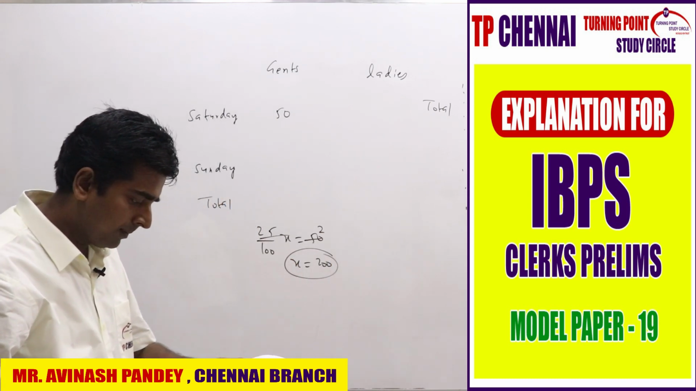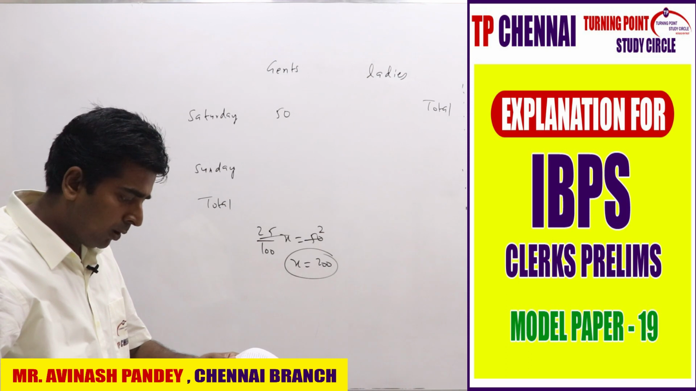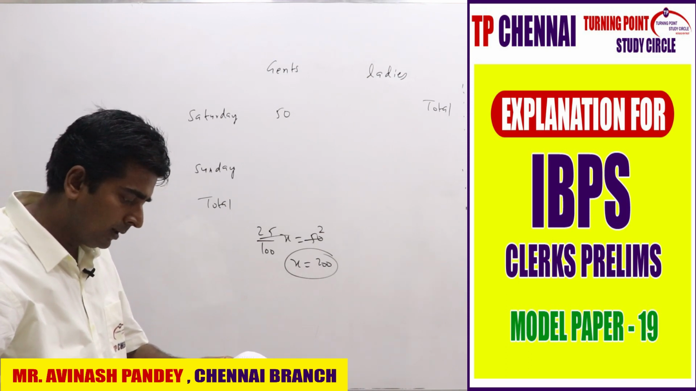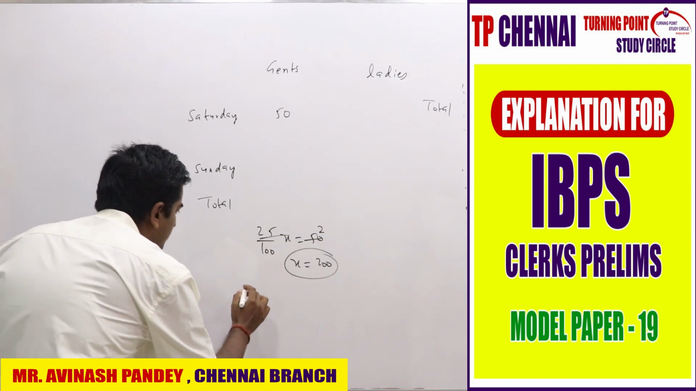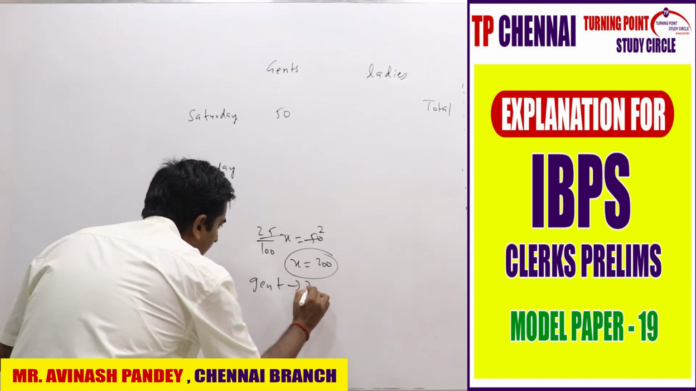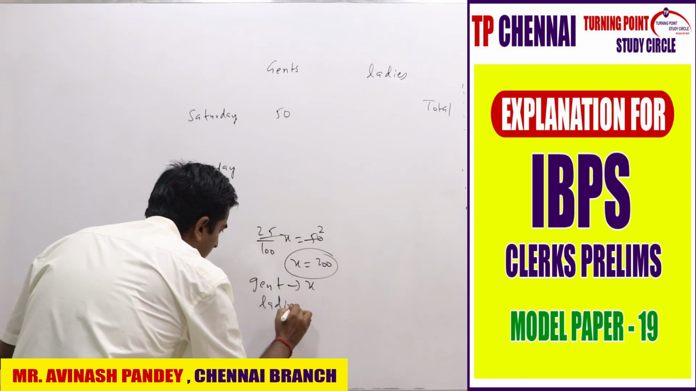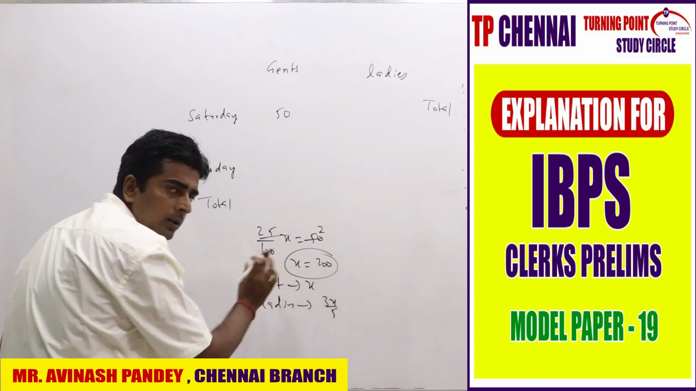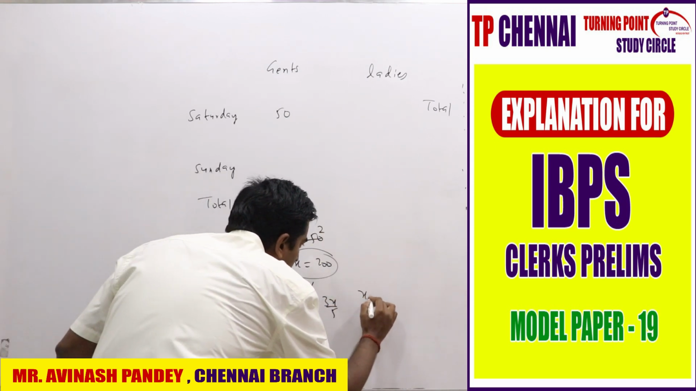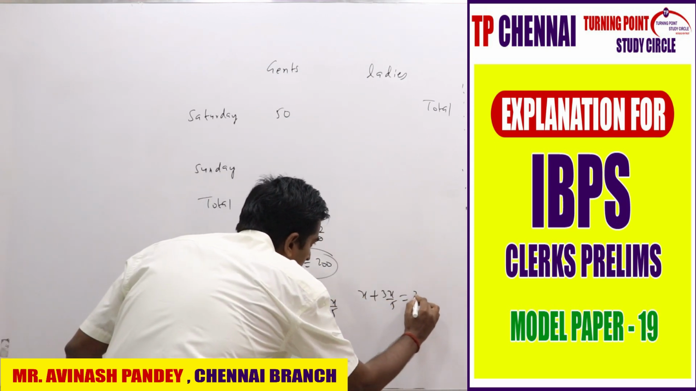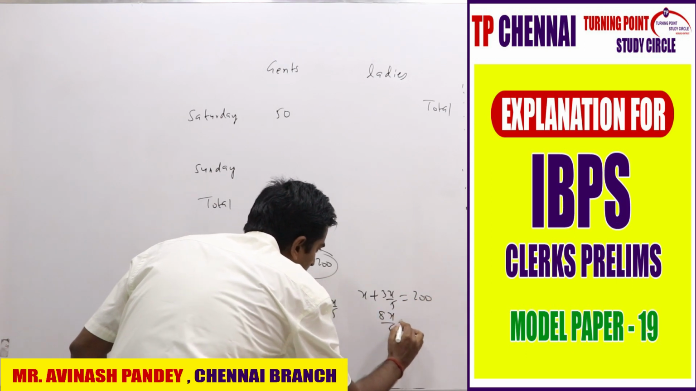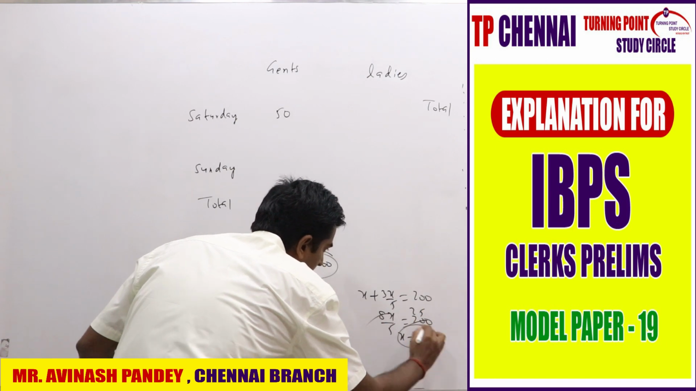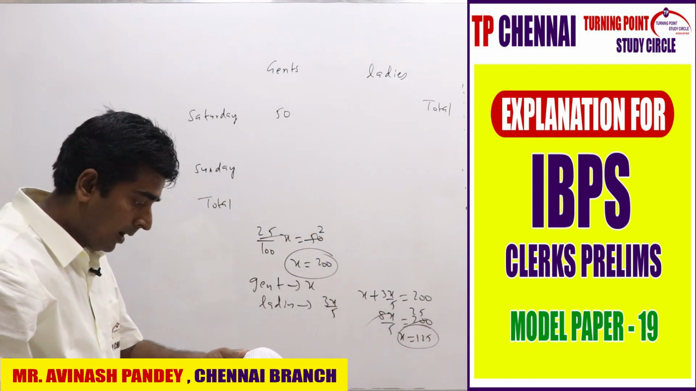Now again next information, pair of ladies shoes sold on both the days together is 3/5 of the pair of gents shoes sold on both the days together. If I say that gents value is x, so ladies is nothing but 3x by 5, right? And total is 200, right? So x plus 3x by 5 is equal to 200. 8x by 5 is equal to 200, right? So x is equal to 125.